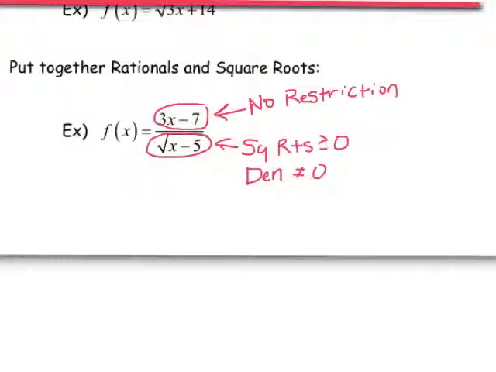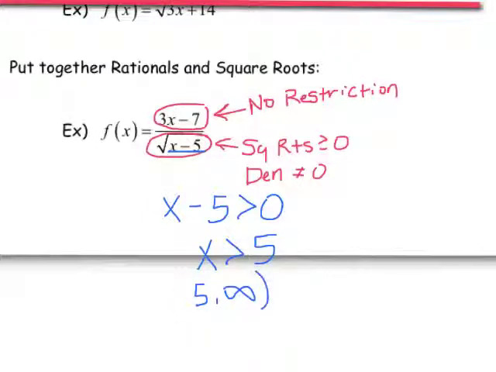So if I combine these two things, not only does it have to be greater than or equal, but it can't be equal. So I'm going to take away that or equal to. So I'm going to say x minus 5, the radicand, needs to be greater than 0. So if we add 5, x needs to be greater than 5. So that's 5 to infinity. All right, let's go on to the next page.